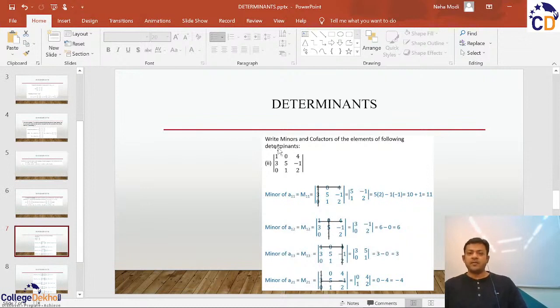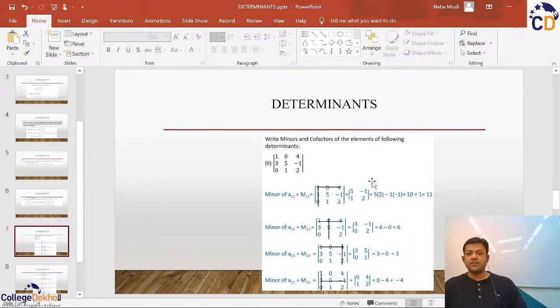Now, there is a determinant with 1, 0, 4 in the first row, 3, 5, negative 1 in the second row, and 0, 1, 2 in the third row. For this determinant, we intend to find the minor of the first element. As on the screen, we'll hide the first row and the first column. What's visible after that is 5, negative 1, 1 and 2. That goes inside a determinant.